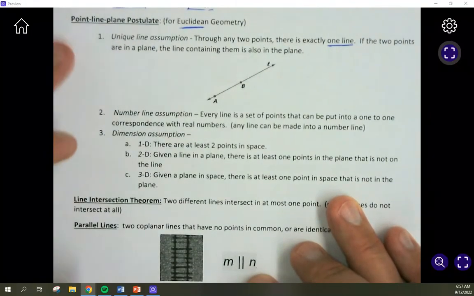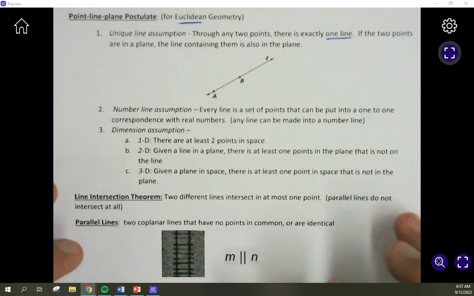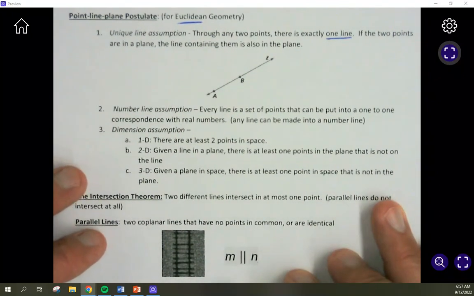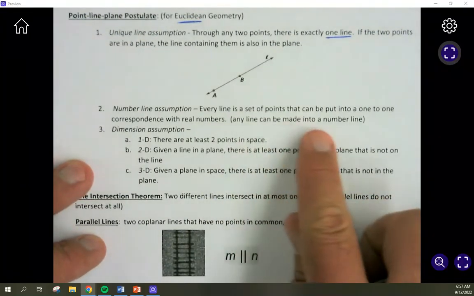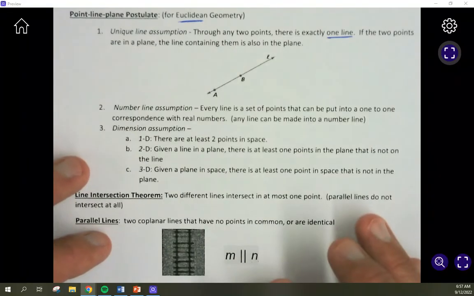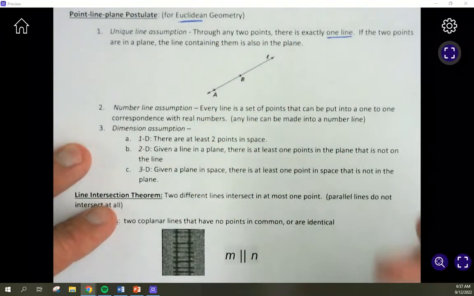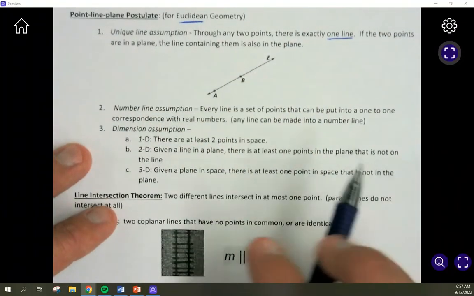Okay, the next assumption that we can make here with this postulate, the number line assumption, every line is a set of points that can be put into a one-to-one correspondence with real numbers. And so you can see here the basics. Any line can be made into a number line, and that's because every point on that line has a value, and you can count up and you can count down from it.